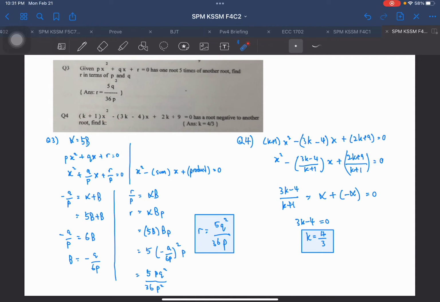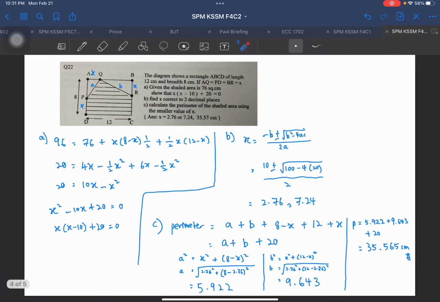Second question, given this equation has a root negative to another root, find k. So a root negative to another root, meaning that you got two roots, alpha, beta, and this beta is minus alpha. So you got this, as usual, we just divided it by a so that it is in this form. So in this form, the sum of roots is alpha plus beta, which is 0. So this is 0, meaning that the numerator is 0. So you got this. So k equals to 4 over 3. Easy, right? So let's move on to the third question.